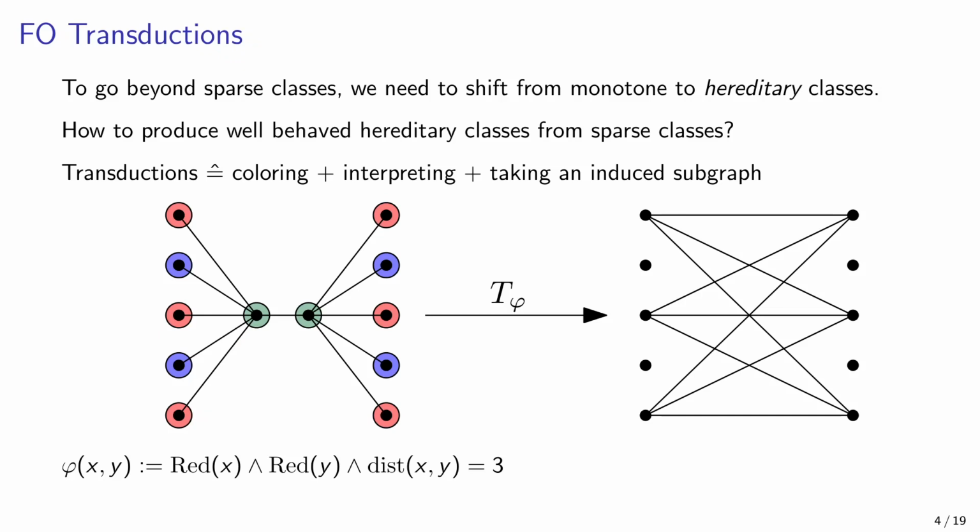So what we do is we put some colors on this graph on the left, and now we use a first order formula which specifies our transduction to redefine the edge relation for the new graph. And in our case we say connect every 2 vertices that are both red and at distance exactly 3, and this will connect the left vertices that are red with the right vertices that are red. And then we can take an induced subgraph so we can delete those green vertices.